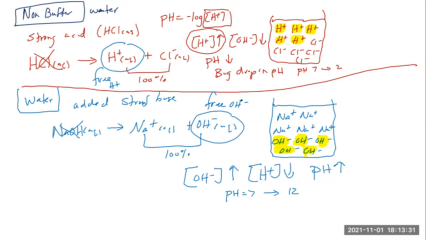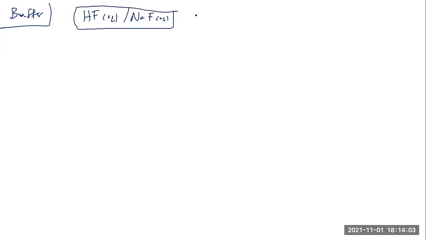So let us take a look then at what would happen if we actually added these same two things to a buffer solution. So you could choose a lot of different buffers. Acetic acid, sodium acetate, it's a very common one, but we'll just use the one that we were just talking about. We're going to make this buffer out of HF, which is our hydrofluoric acid, and our sodium fluoride. So this is our buffer.